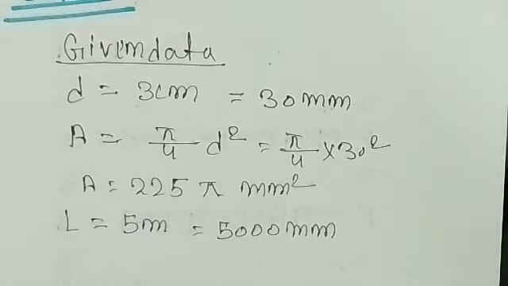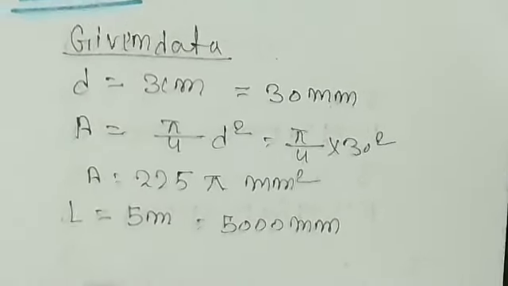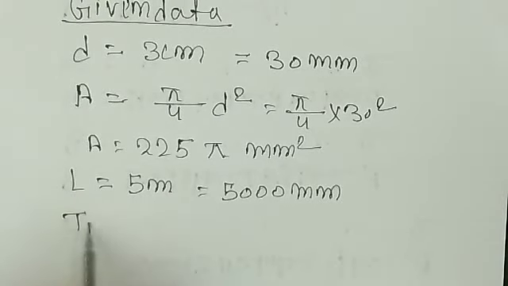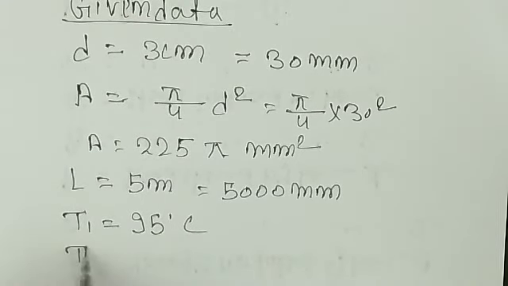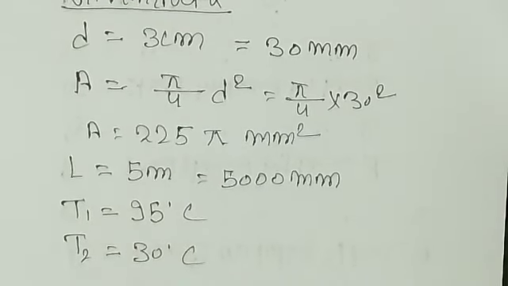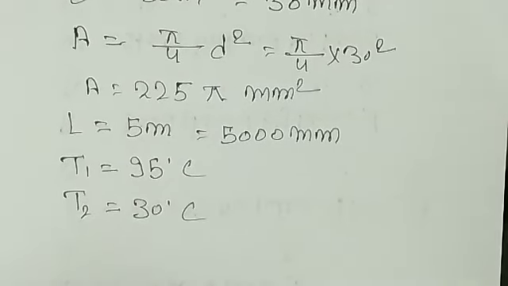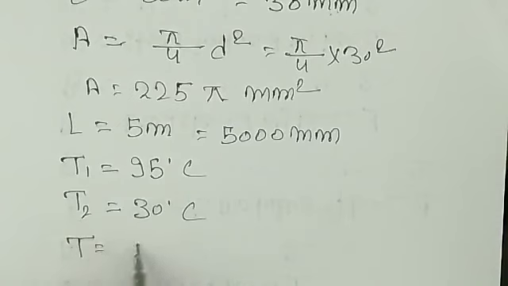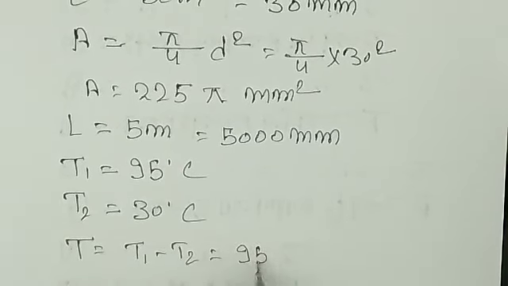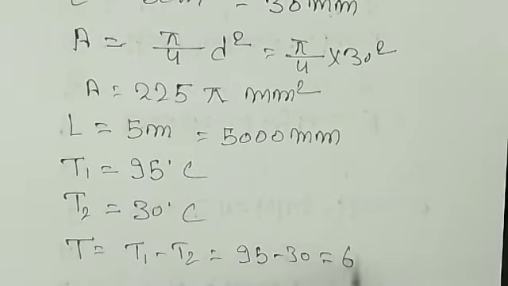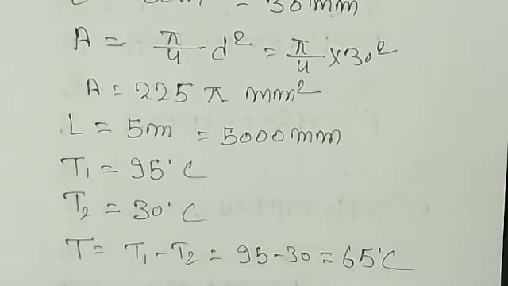The initial temperature of the body is 95 degree centigrade, so T1 is equal to 95 degrees centigrade, and the temperature falls from 95 to 30 degrees centigrade, so T2 is equal to 30 degree centigrade. So the change in temperature is T equal to T1 minus T2, which is 95 minus 30, and this is 65 degree centigrade.